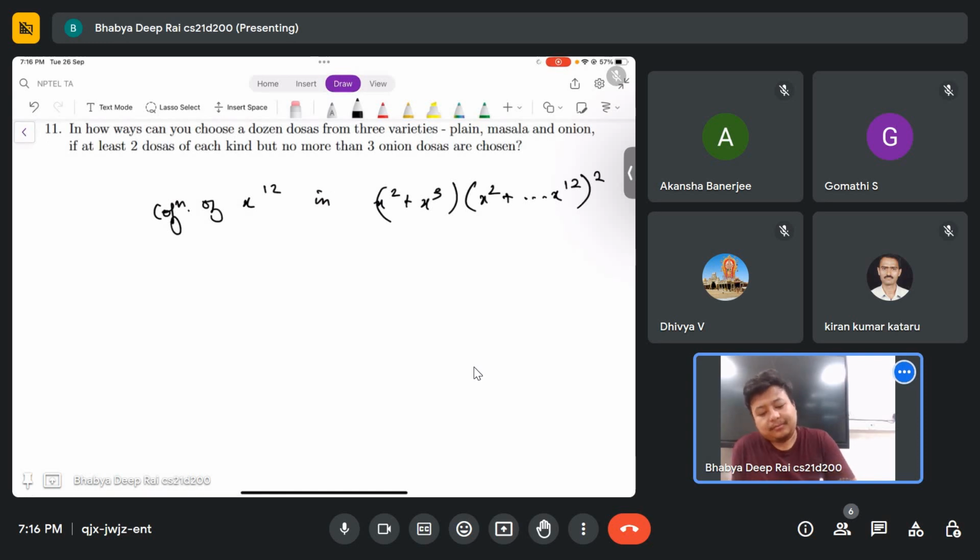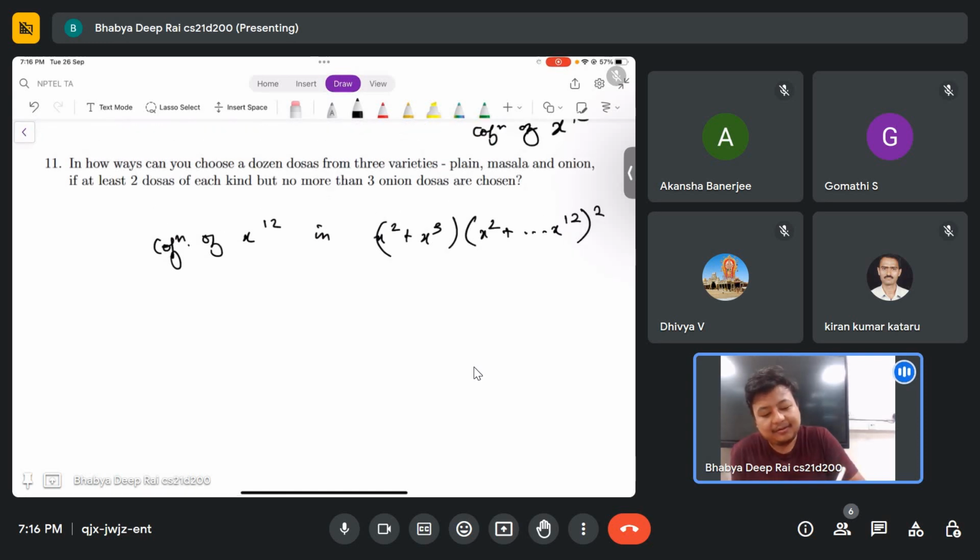So again, the flavor is very simple. A dozen means 12. Okay, so there are 12 dosas in total. So you can already see that we need to find the coefficient of x to the 12 in the polynomial. And there are three varieties. Okay, so you know that there are three blocks that we need to multiply.